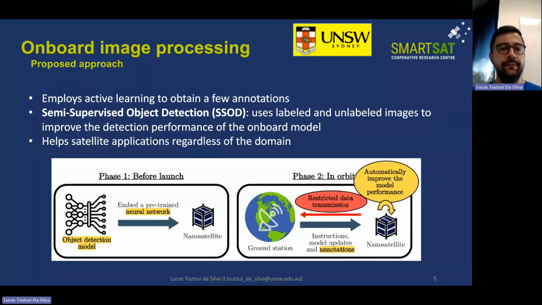And this figure shows the same pipeline for onboard image processing with the proposed modifications of my research. In phase 1, we specify the focus on object detection tasks. And in phase 2, we send annotations from the ground station to the nanosatellite and allow the automatic improvement of performance for the object detection model.